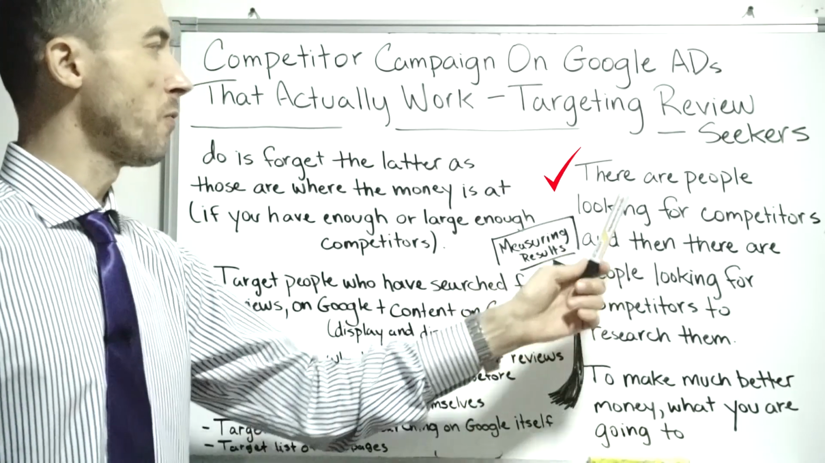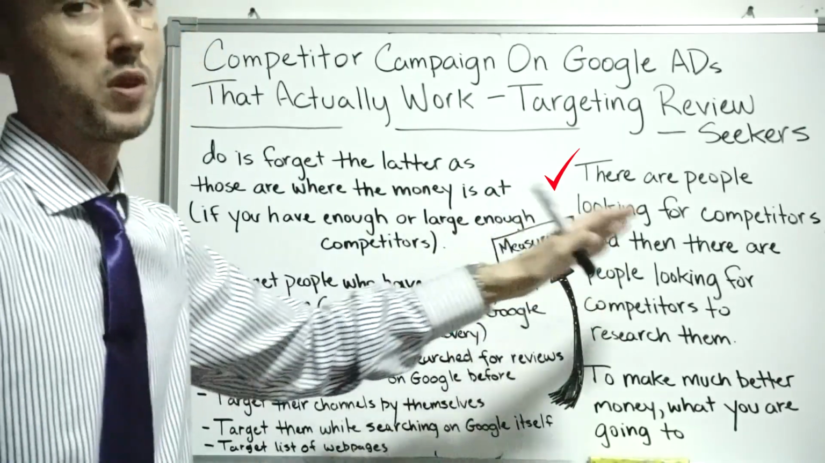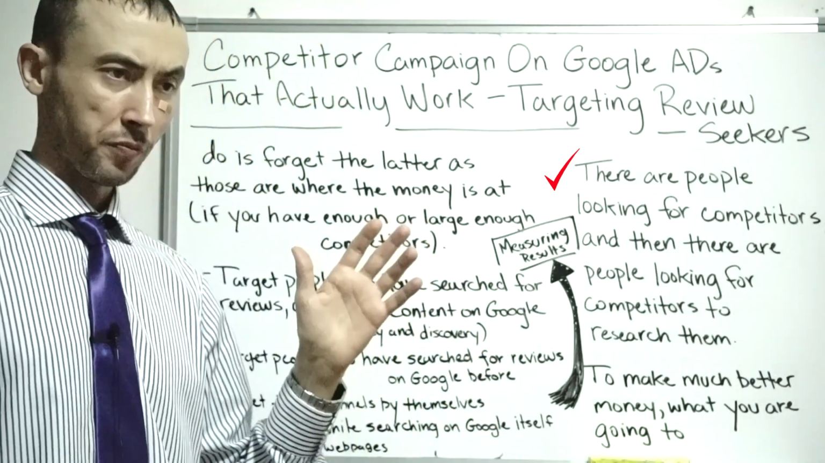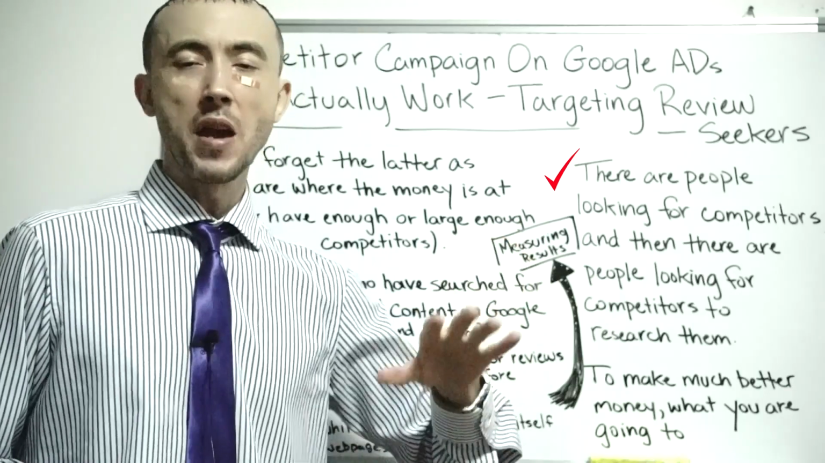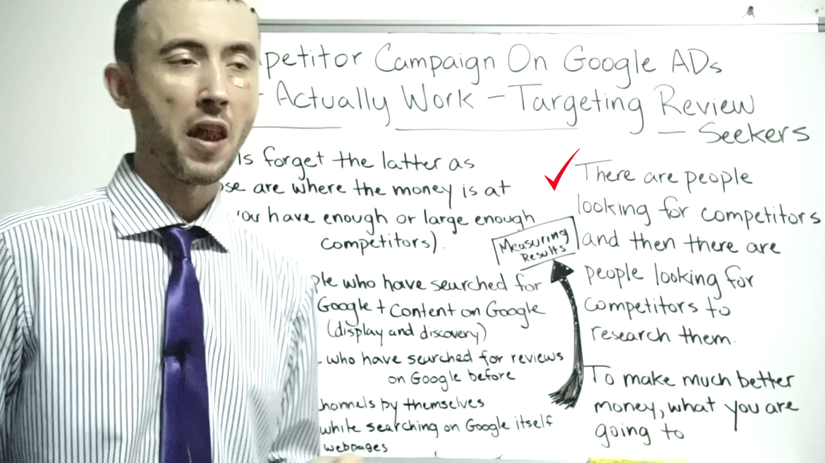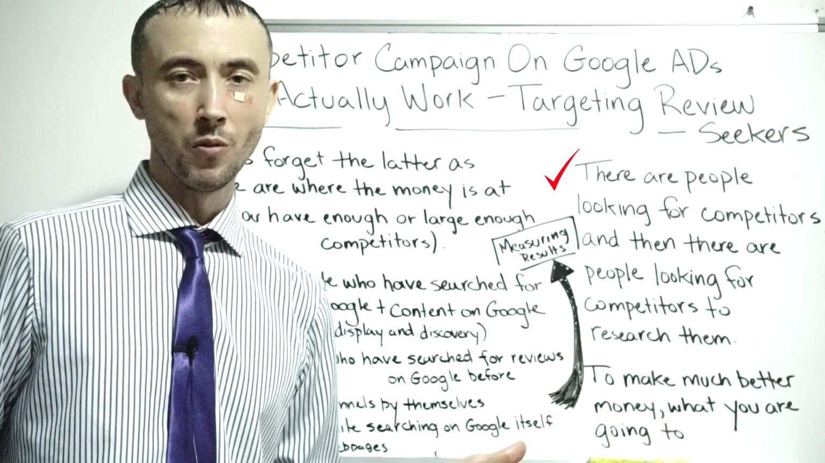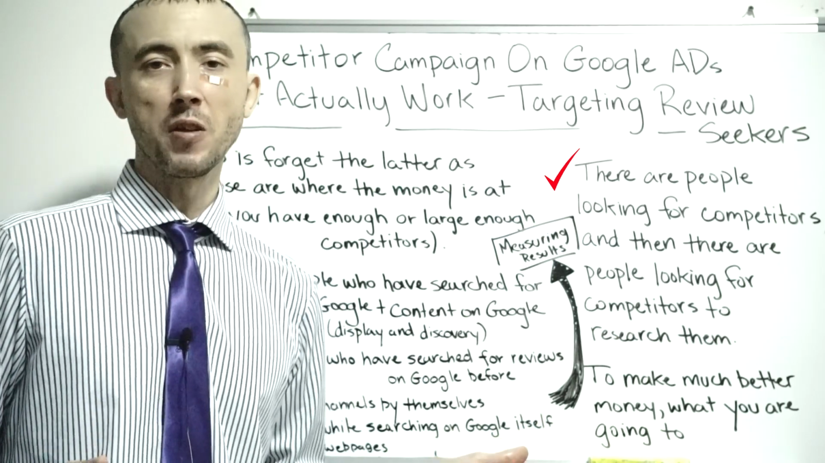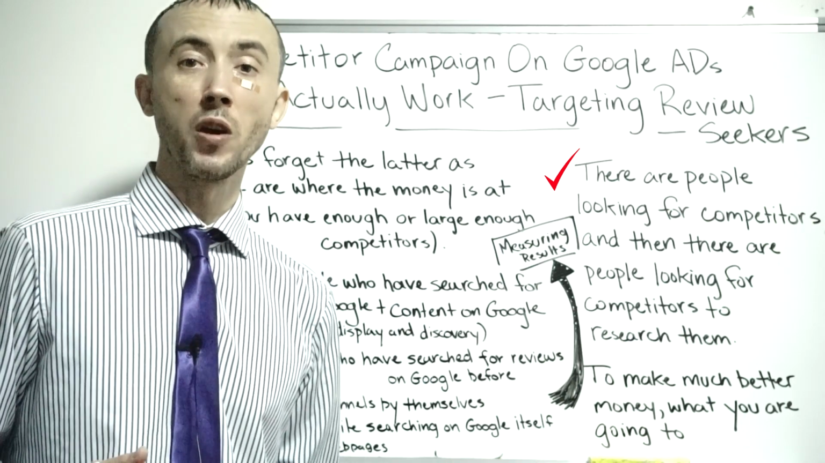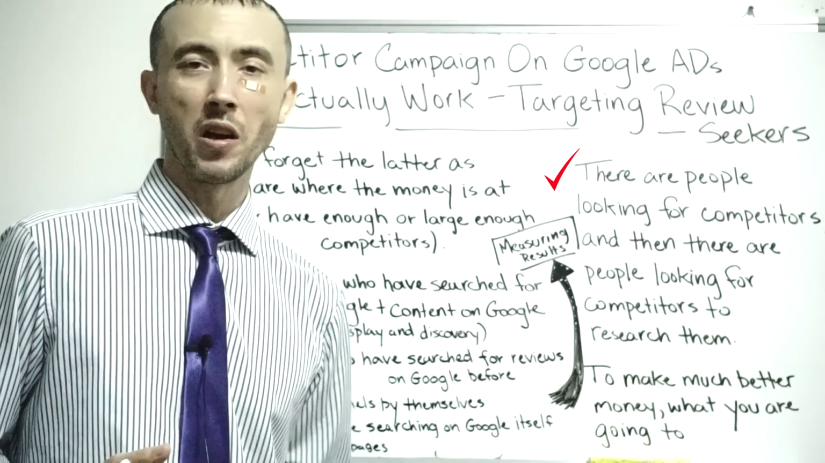So there are people looking for competitors, and then there are people looking for competitors to research them. So going back to what I said at the beginning of the video, there's the main reason why people screw up trying to do competitor campaigns, as they're called. What they'll simply do is try to have an ad show up for people on Google or on Bing, let's say, when they type in their competitor's name. And that's really dumb most of the time. In some markets it certainly can work really well, don't get me wrong, but in most markets, particularly service markets, it doesn't work at all. Why?